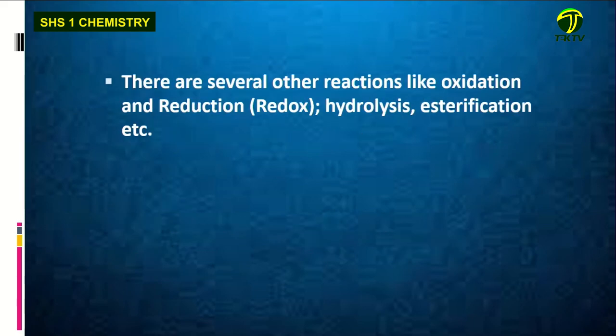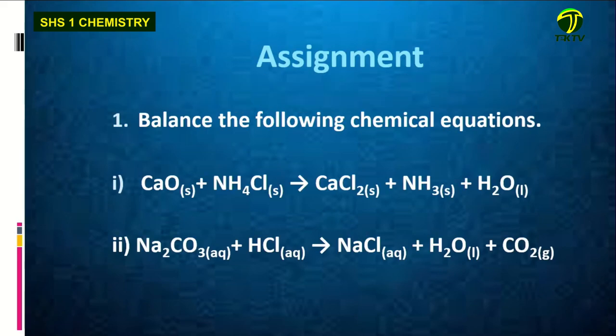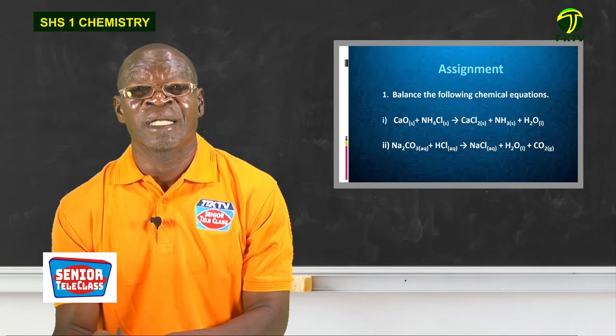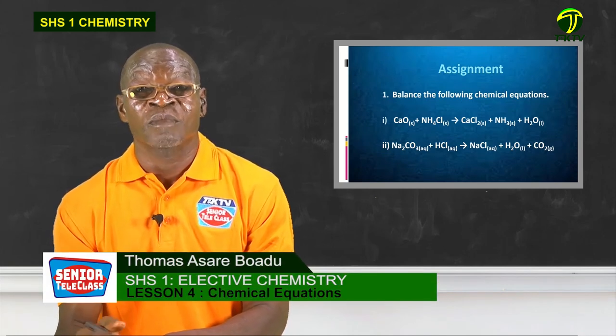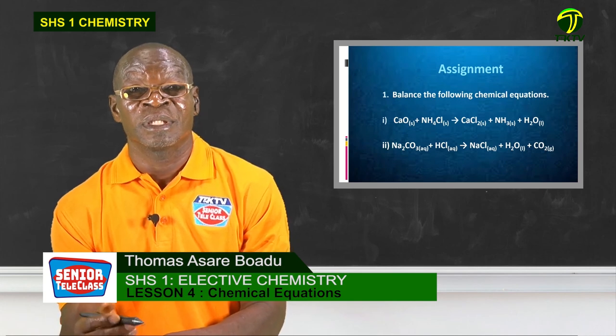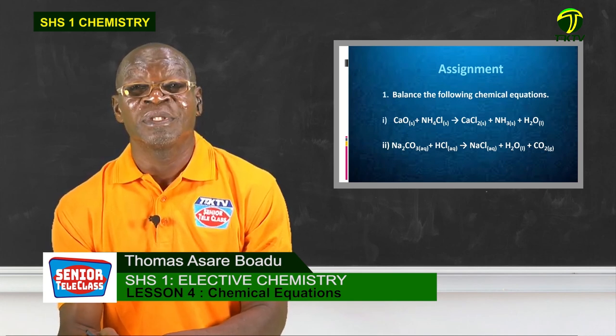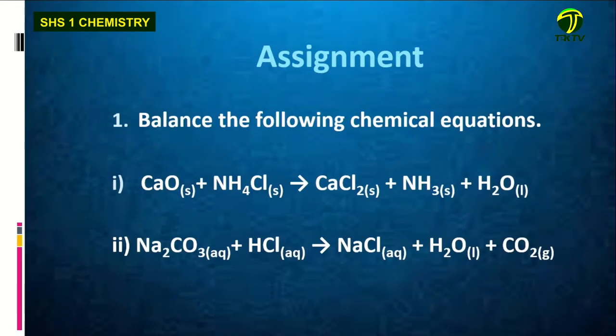So we have several reactions that we will meet later, and we also have the oxidation reduction reaction, which we call redox. Then we have hydrolysis, acidification, catalysis, and many other reactions that we will meet later. So we have discussed chemical equations, and then how do we balance chemical equations? And so we are going to balance this simple equation. So take time to balance the two equations.